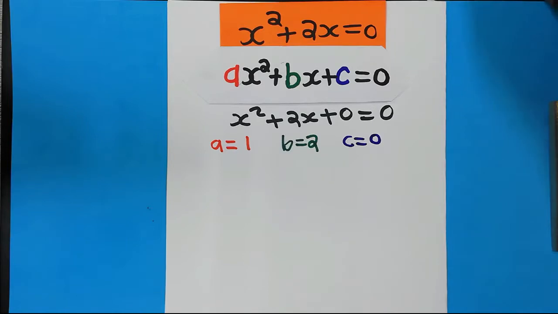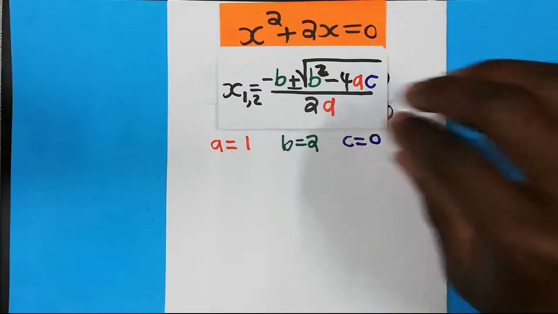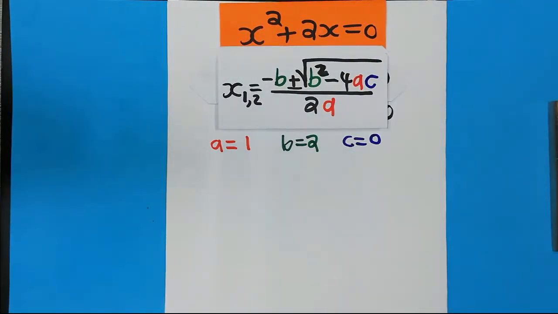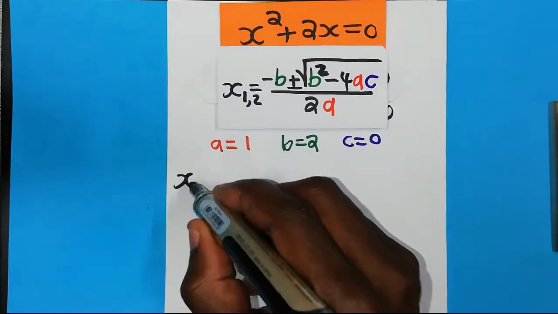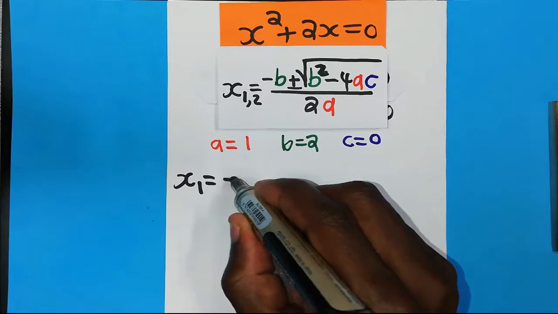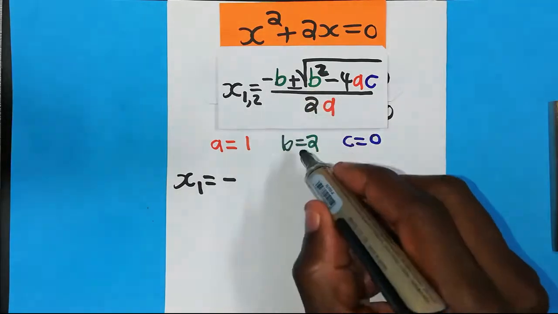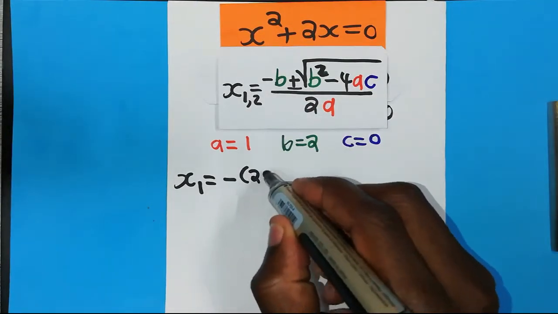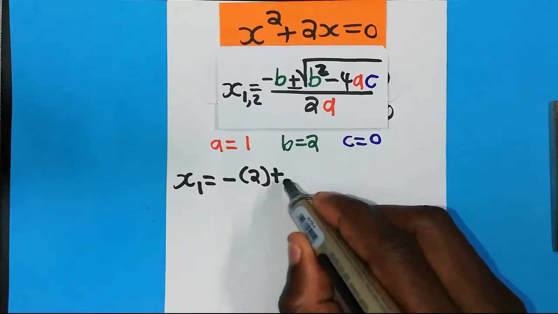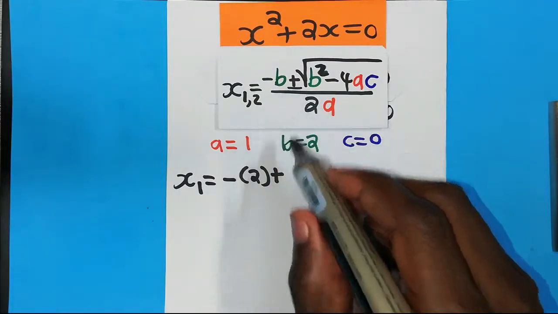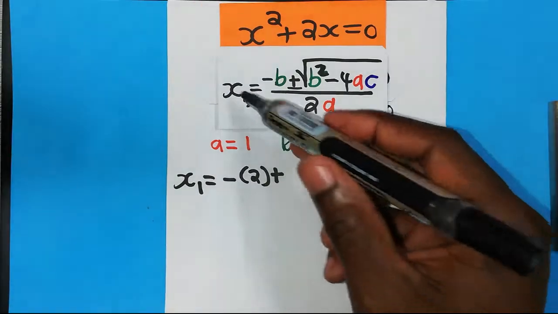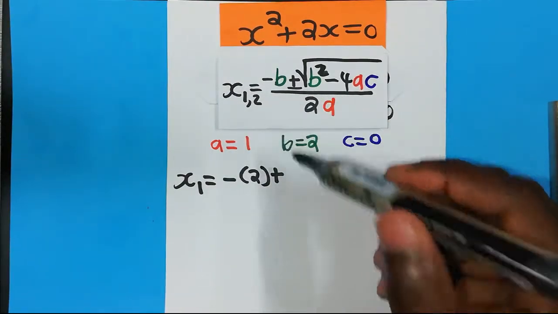Now, you can use the quadratic formula to find the value of x: x1, the first x, and x2. x1 will be minus b, so wherever you see b, you put 2. So I'm going to put 2 here, then plus. I'm going to choose plus here. Then to get the second one, I'll choose minus.